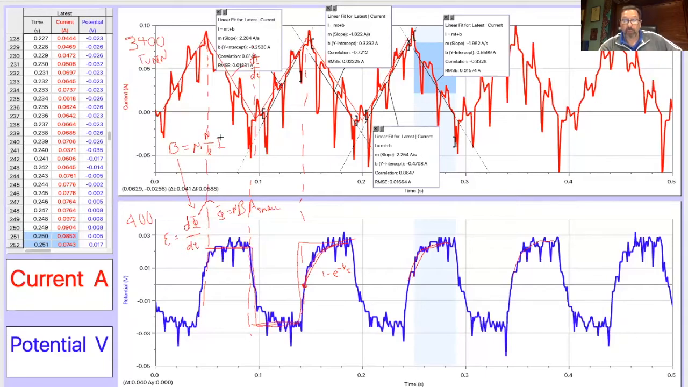That would be the rate of change of current here. So if I multiply it by N over L and mu 0, that would be the rate of change of the magnetic field in the big coil. That's the one with the 3,400 turns. So that's what you're using for N, and I gave you L as well.